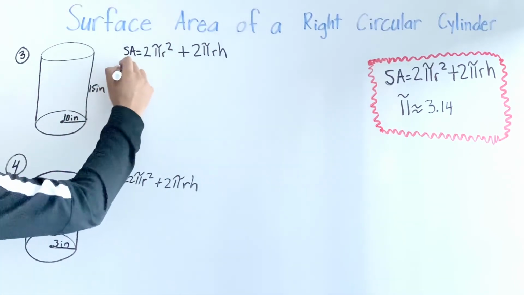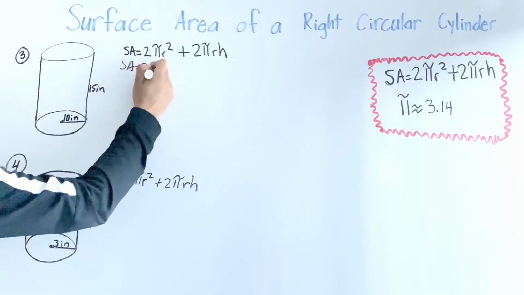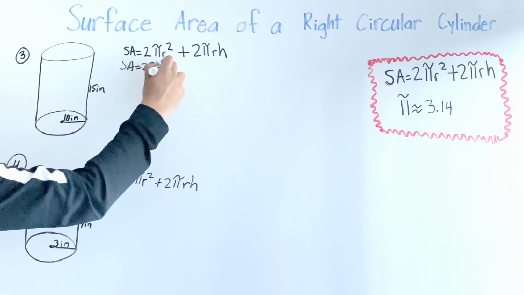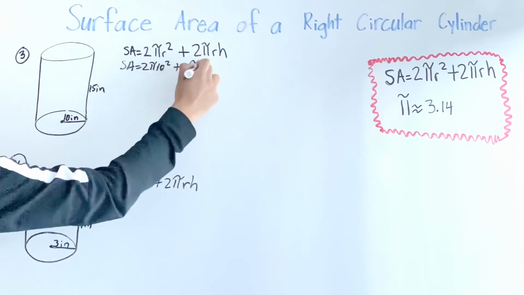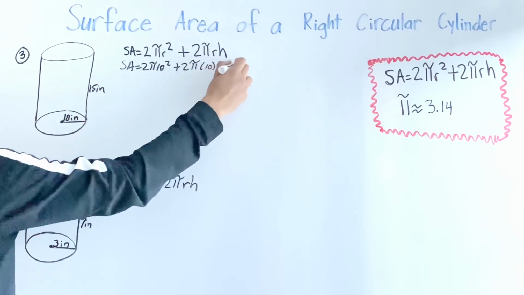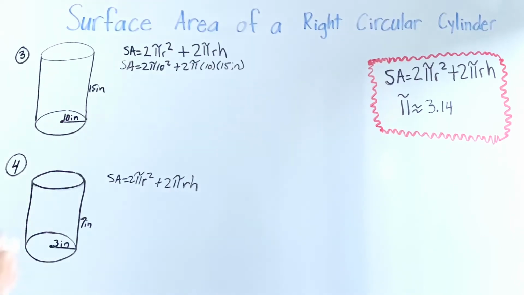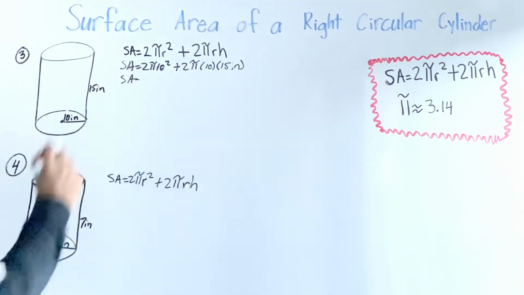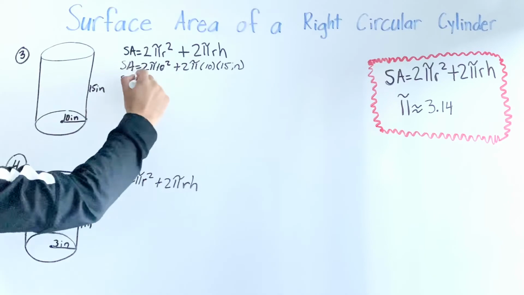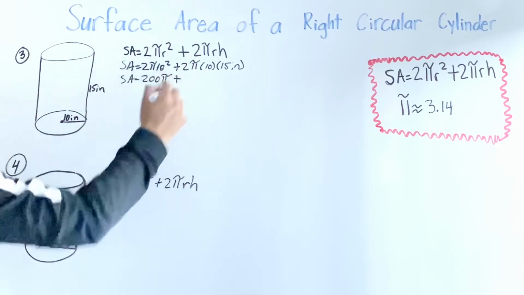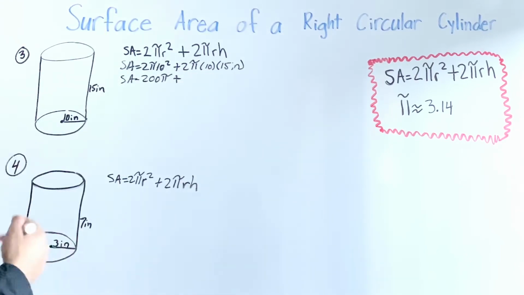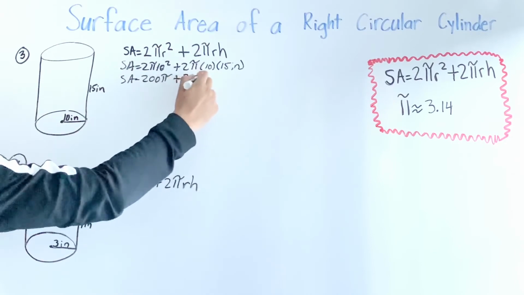So we're going to input the numbers first so you guys won't get confused. 2 pi, your radius, which is 10 inches, squared, plus 2 pi, your radius is 10, and your height is 15 inches. Okay, so right away, 10 times 10 is 100, 100 times 2 is 200 pi, plus 10 times 15 is 150, times 2 is 300 pi.